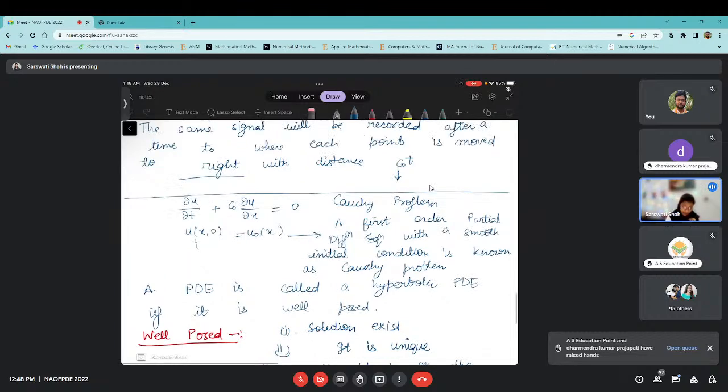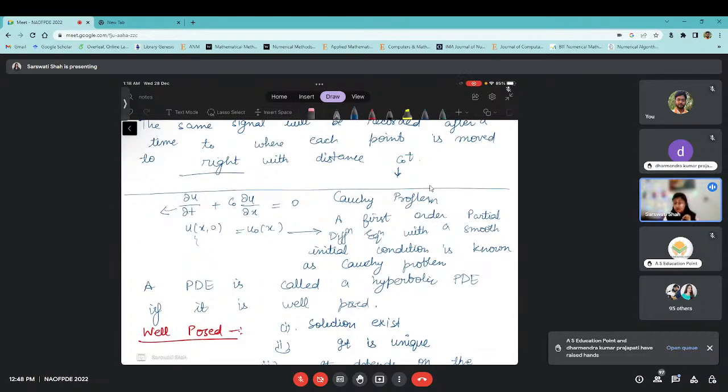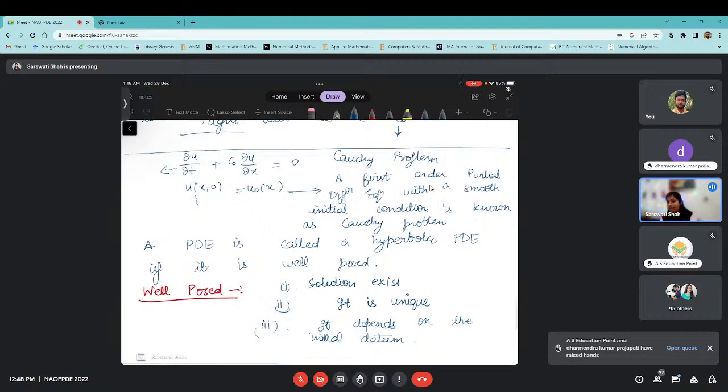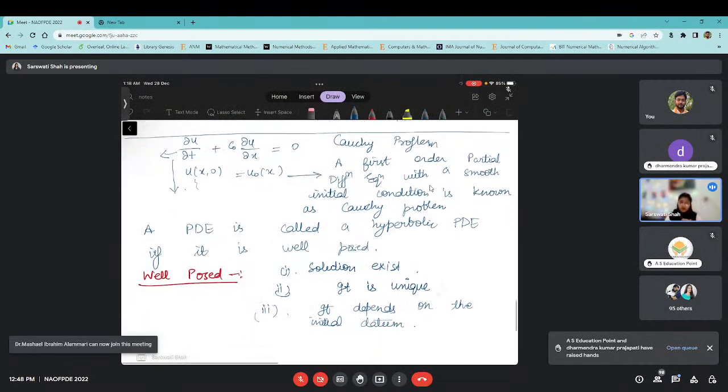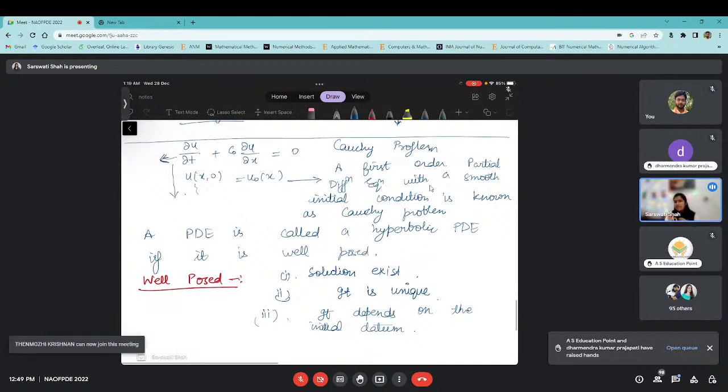So what happened in this PDE? We could see that the solution of this PDE exists. It was unique and it also satisfied the initial condition. So this Cauchy problem was well posed. Is it hyperbolic or not? Yes, it is hyperbolic because its solution exists, it is unique, and the solution depends on the initial data, meaning the problem is well posed. It means the given PDE is a hyperbolic PDE. So this moment we talked about a very simple first order PDE.